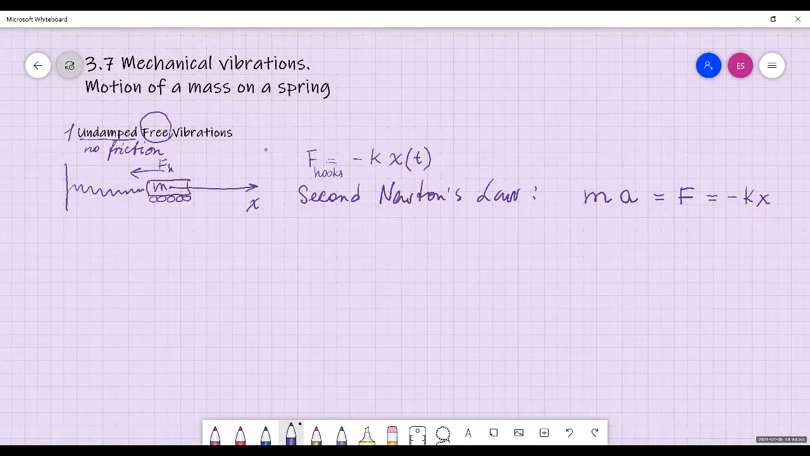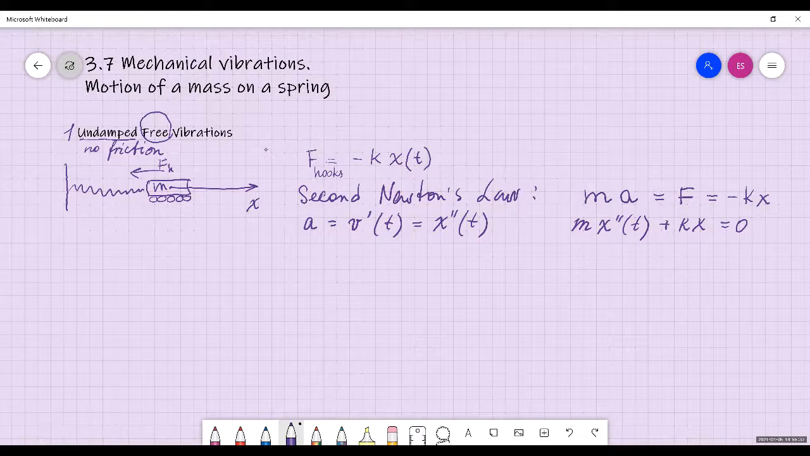What is acceleration? Well, if you remember calculus, acceleration is the first derivative of velocity or the second derivative of position. So I'm going to put, instead of acceleration, the second derivative of position here, and we are going to have a differential equation, right? Second derivative of position. I'm going to move the Hooke's part to the left side of my equation, and I'm going to get a perfect second order differential equation, right?